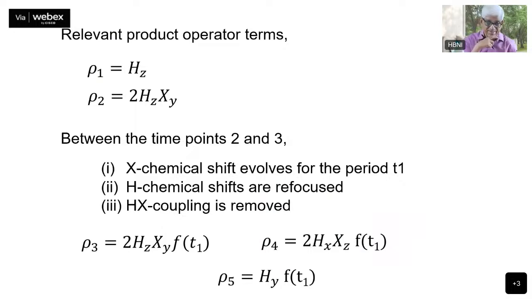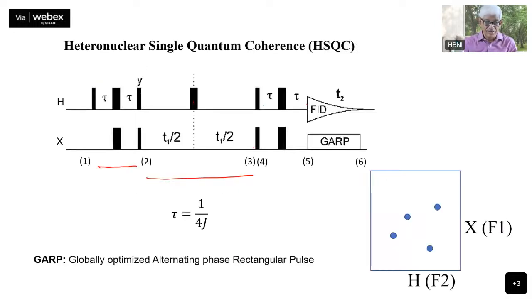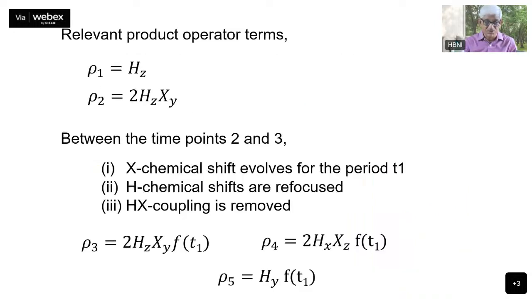Rho1 is Hz. This is the Z magnetization of proton, because we start with the proton. Rho2 is at this point, after the INEPT transfer from the proton to the X nucleus. After the INEPT transfer, you will get 2HzXy. The magnetization has now come to the X nucleus, and it is antiphase with respect to the proton. You can see that is 2HzXy.